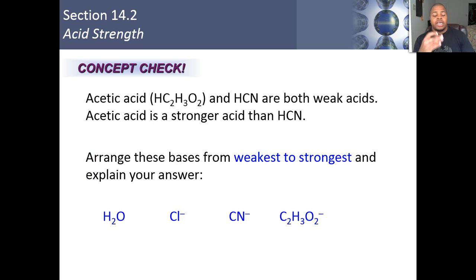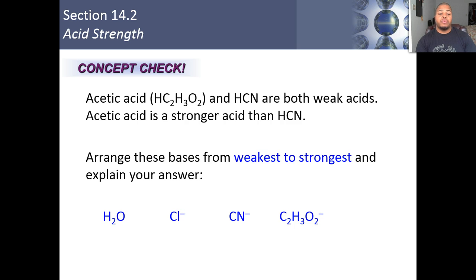Now, looking at the examples that we have here, it gives a whole new question to consider. Acetic acid and HCN are both weak acids. Acetic acid is a stronger acid than HCN. Arrange these bases from weakest to strongest and explain your answer. Taking a look at what we have here, we have water, our chloride ion, cyanide, and acetate. We need to put these in the correct order.